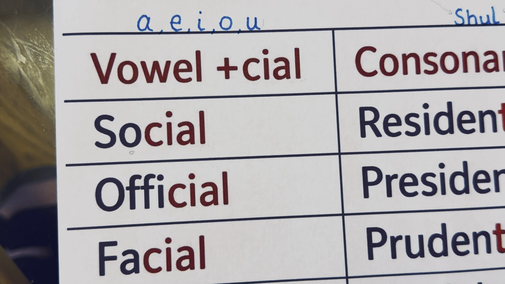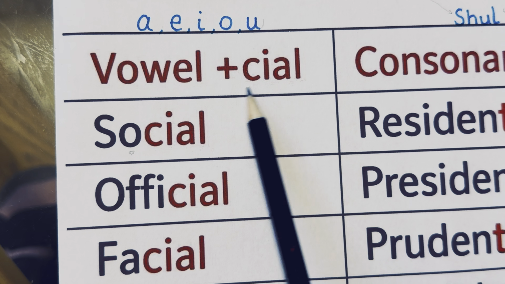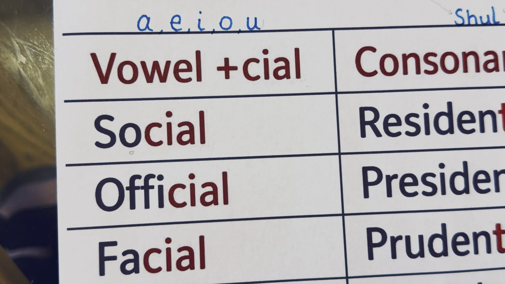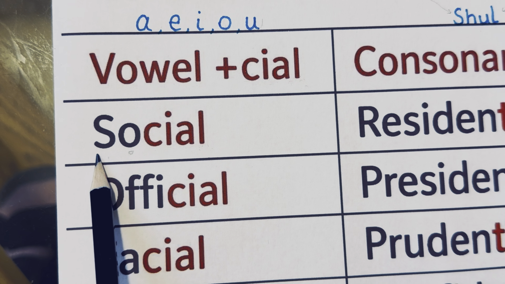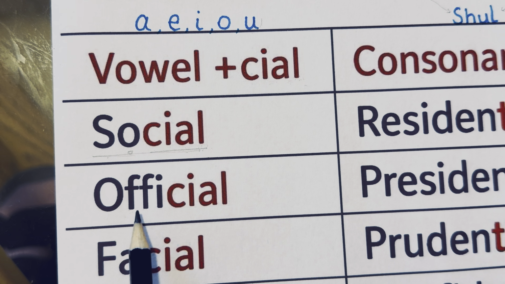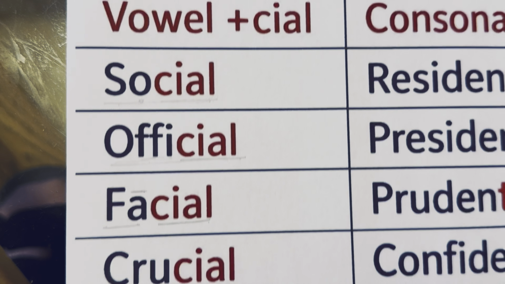Now let's practice CIAL shall sound in these examples. S, O, so, shall, social. O, F, I, official. In this word, I am reading long vowel A sound. A. Facial, facial.